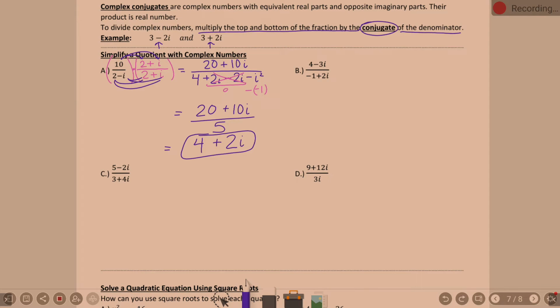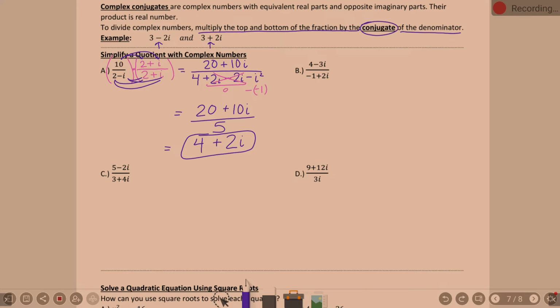Then we have 4 plus 2i. They won't always clean up quite that neatly, but that one did. Okay, questions there about what we did? We're really taking a lot of the multiplying skills. Those of you that missed yesterday, you're seeing a lot of what we did yesterday with multiplying and adding and subtracting like terms. Okay?